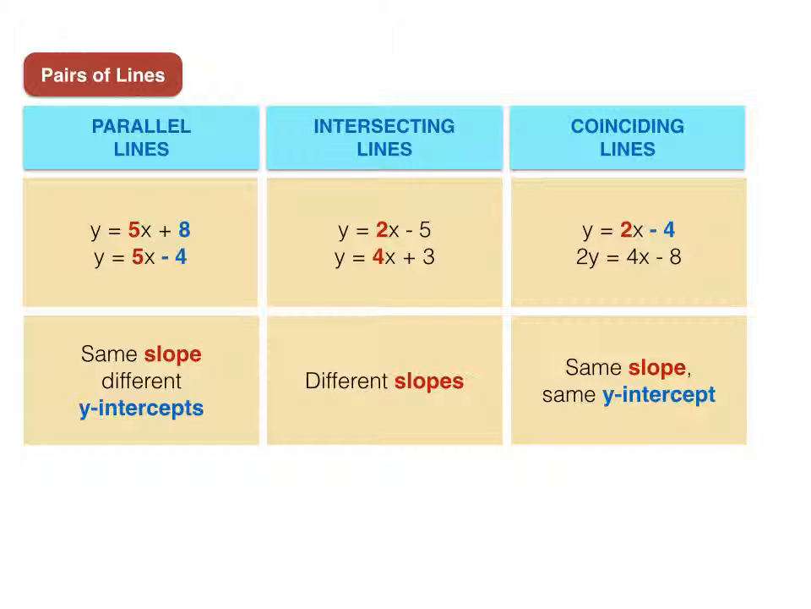Coinciding: y equals 2x minus 4 and 2y equals 4x minus 8. In the second equation, all I have to do is solve for y by dividing everything by 2, and that would give me y equals 2x minus 4. So in actuality, we're looking at the same equation written two different ways. They both have the same slope, and they both have the same y-intercept. Therefore, they coincide.